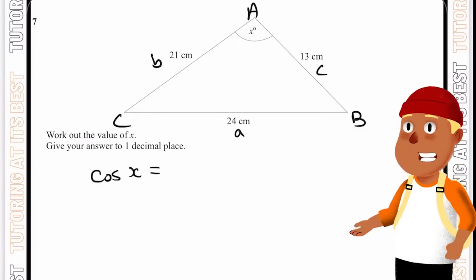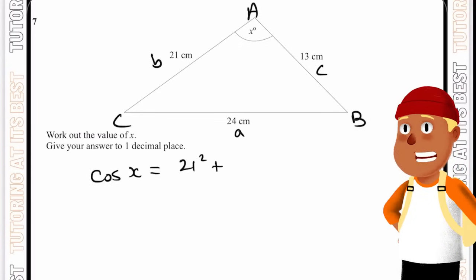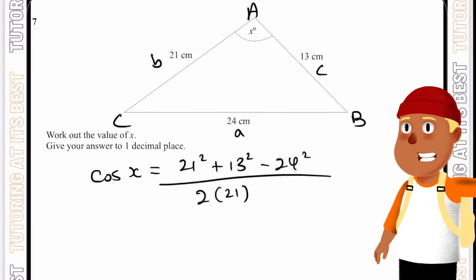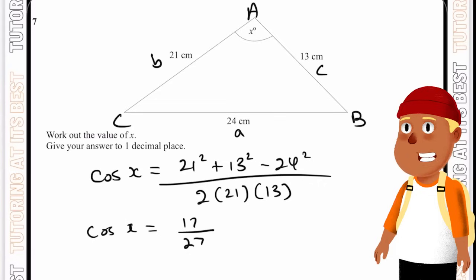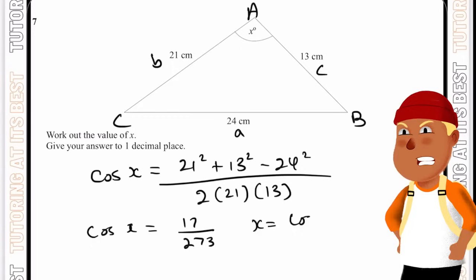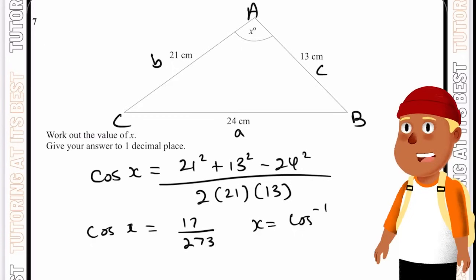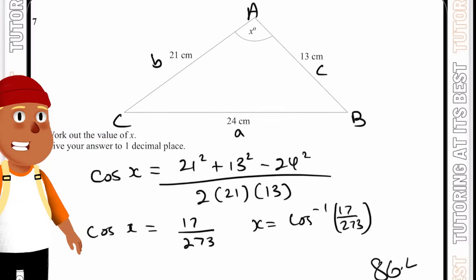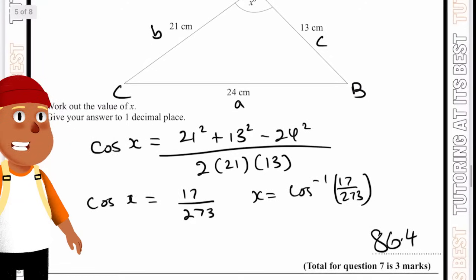Cos x equals 21 squared plus 13 squared minus 24 squared over, and that's 2 times 21 and 13. We then get cos x, which equals 17 over 273. And if we make x the subject, that becomes cos to the power of minus 1, and that's 17 over 273. And that there gives us 86.4 to 1 decimal place.